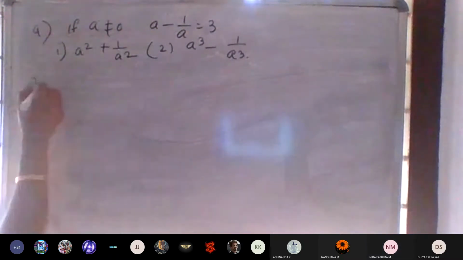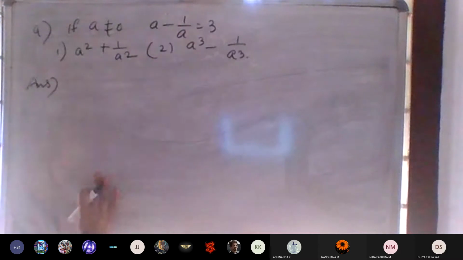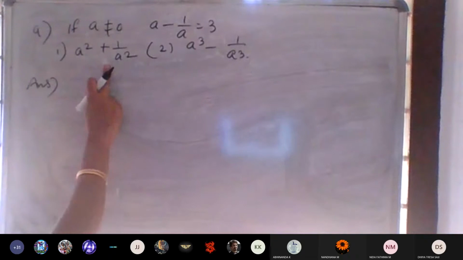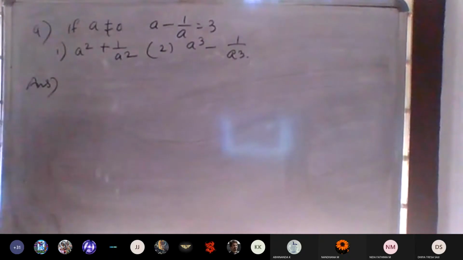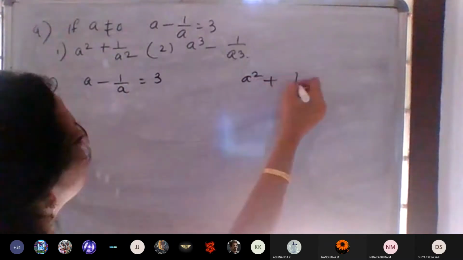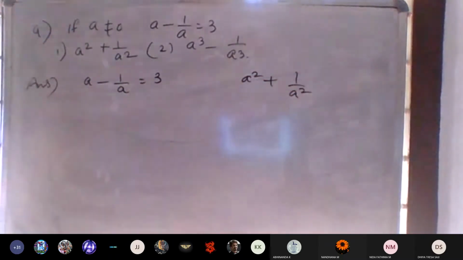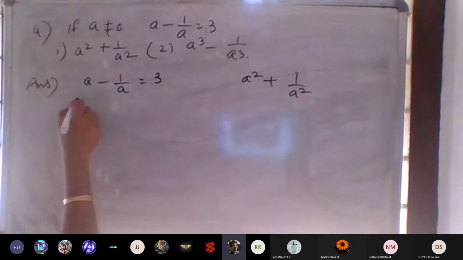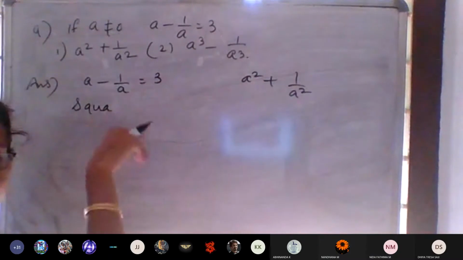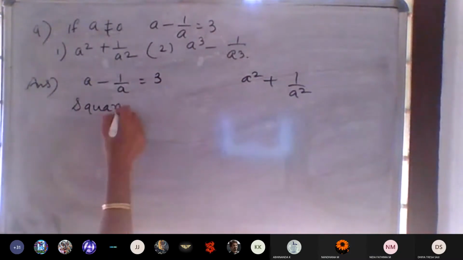Together, what we have: a minus 1 by a is equal to 3. We have to find out a square plus 1 by a square, same as exercise 4a. What we have to do? If you want to get a square, we have to square both sides. If you want a cube, we have to cube. Squaring both sides.